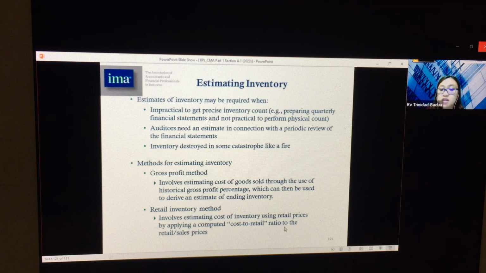Pag retail method, you use the cost and retail prices. So you use the cost to retail ratio, the retail for sales. So pag hindi feasible, yung gross profit method kasi, ginagamit siya kapag the physical inventory or the physical count is not feasible. Katulad mo, kaya na-mention niya dito na the inventory destroyed in some catastrophe like a fire. So again, the gross profit method, gamitin mo yung information from previous data. For the retail method, gamitin mo yung retail prices.